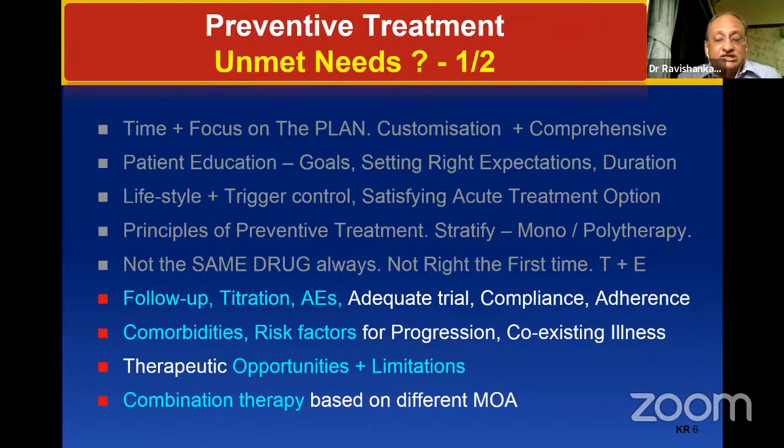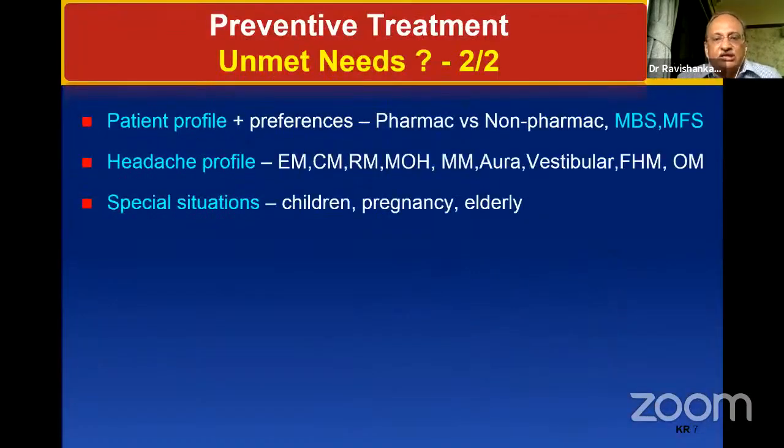And are there any coexisting illnesses which give you the opportunity to use 1 drug which tackles the migraine as well as the coexisting illness? Or is that coexisting illness going to limit your choice of drugs? And do you need to combine therapy? If so, combination therapies using different mechanisms of action will be more useful. So look at the patient profile.